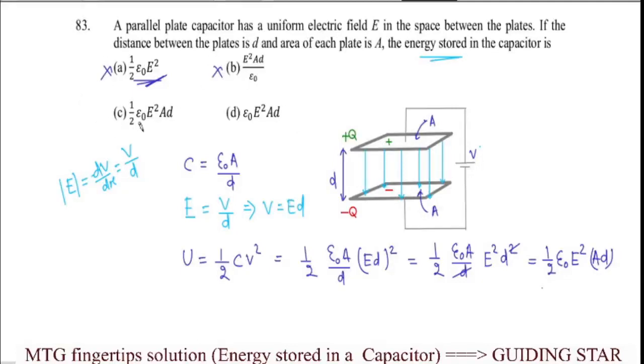Here is wrong. C is half epsilon naught E square AD, so option C is the correct one. And here it is only epsilon naught E square AD, half is not there, so this will be wrong. So option C is the correct one.